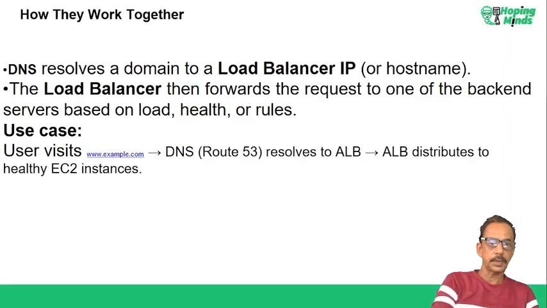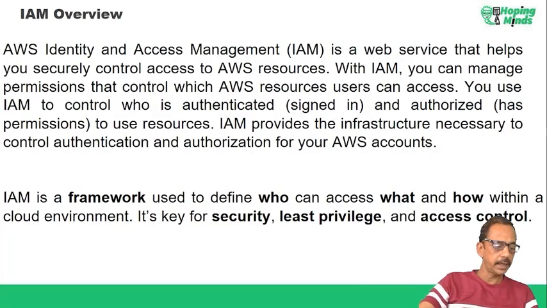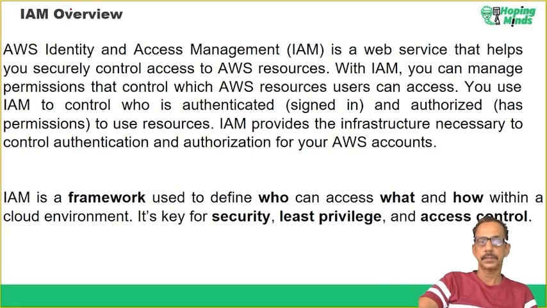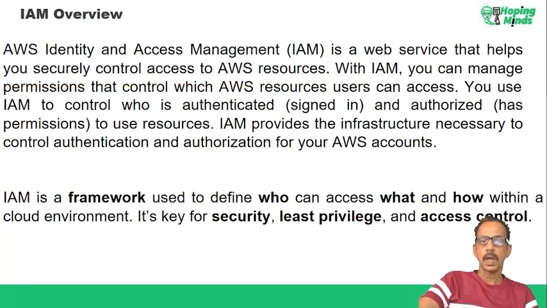So now we are going to discuss identity and access management, that is IAM. IAM is a web service that helps you securely control access to your AWS resources. How can we control the access on our different AWS resources? Till now, we have been working only on the root user account. The root user has full power to do anything in the account, but we want to restrict the control.